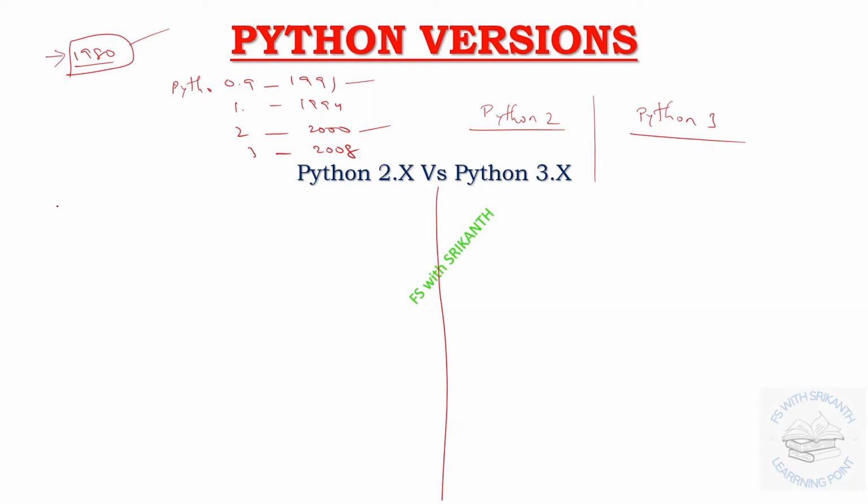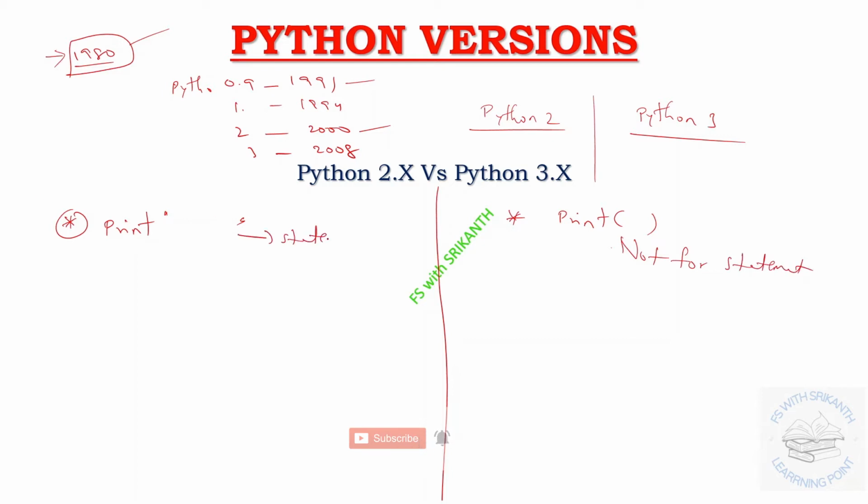First, the print statement. In Python 2, we can print with the print statement, without parentheses. But in Python 3, we use the print function. Python 3 considers it a function, not a statement. Python 2 has only the print statement, not a function. So that is the first difference.